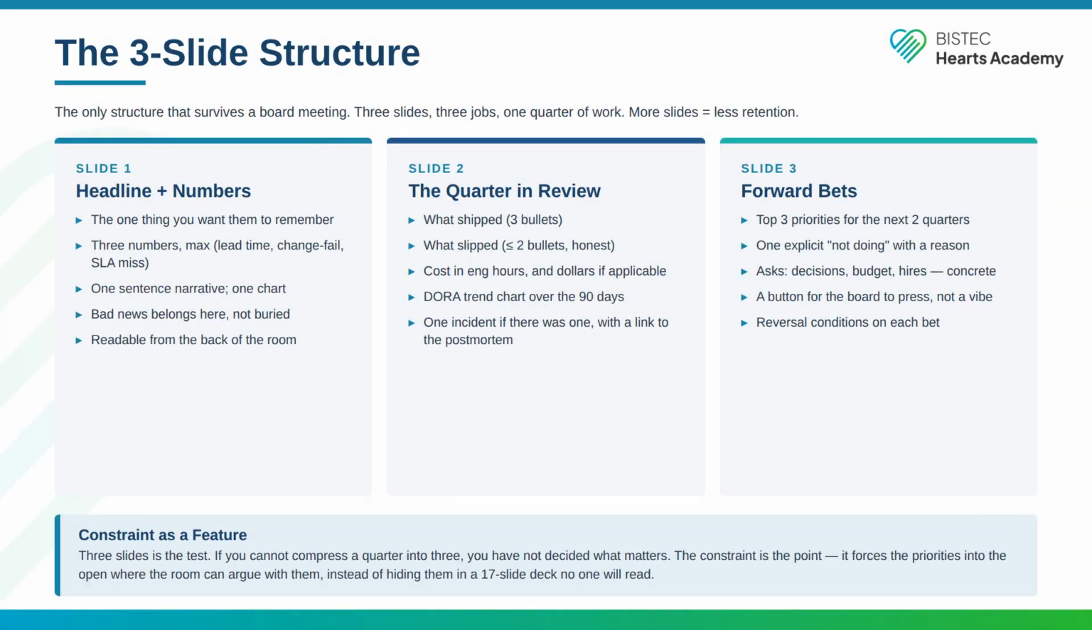The 3-slide structure is the only structure that survives a board meeting. 3 slides, 3 jobs, 1 quarter of work. More slides equals less retention. The board will read the first slide twice, and the 3rd slide never. Slide 1 is the headline and the numbers. The one thing you want them to remember: 3 numbers max, lead time, change fail rate, the 1 SLA miss, 1 sentence of narrative, 1 chart.